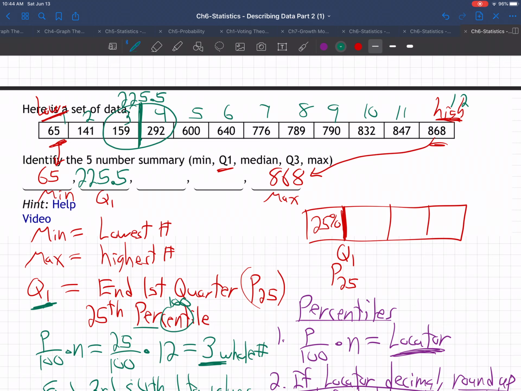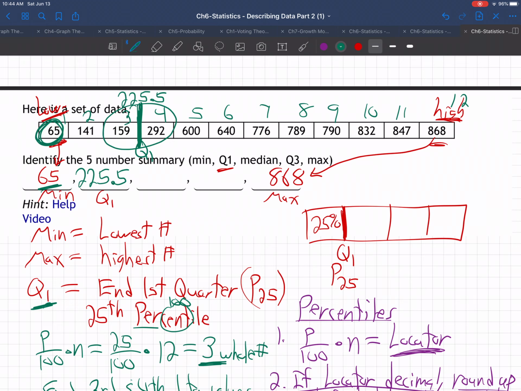225.5. That's 1/4 of the way through the data list. See how that's 1/4 of the way along? It's right in the middle of the third and fourth data values. So here's the lowest data value, that's the minimum. Here's the Q1, which is 1/4 of the way through the data.